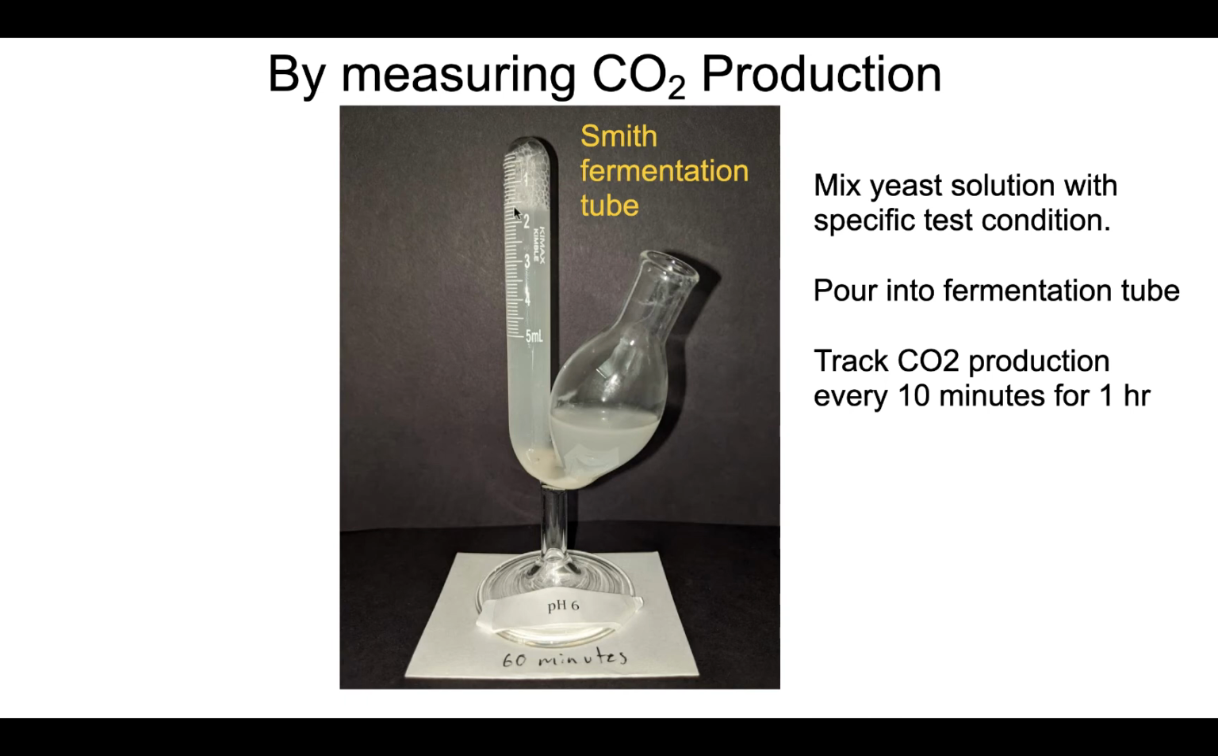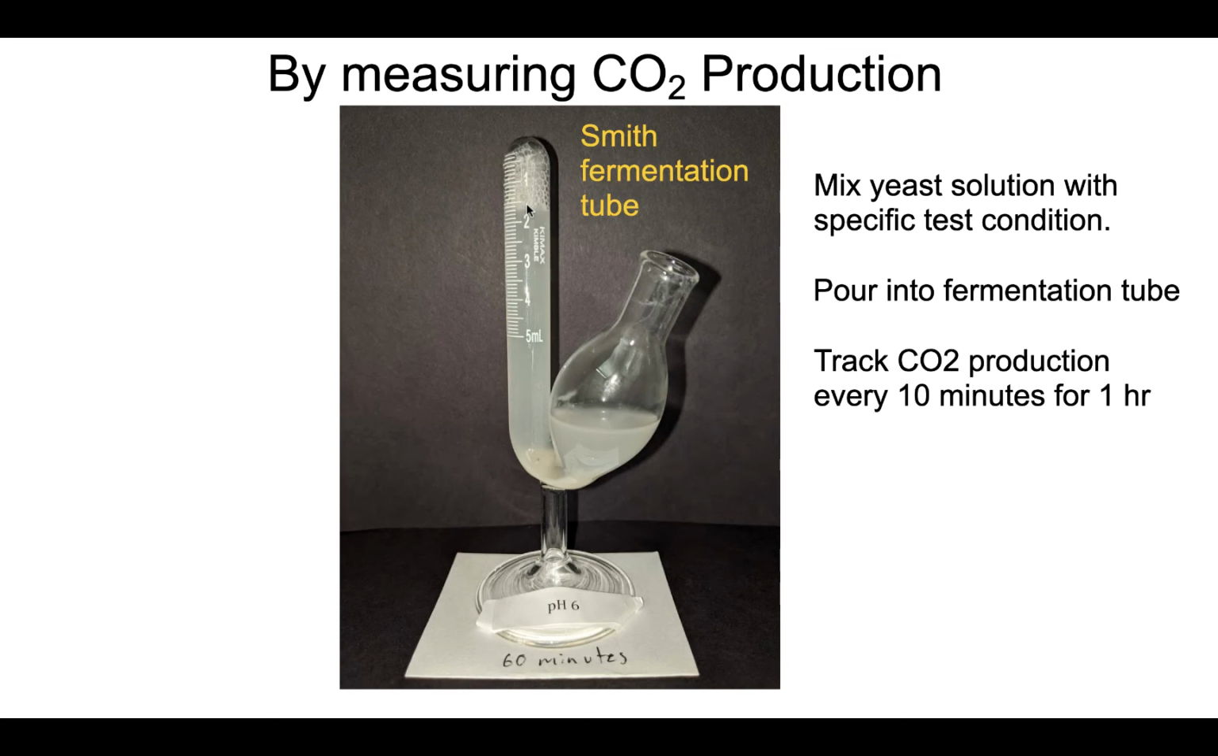You're going to mix that yeast with those specific conditions, and then you're going to pour that solution into this Smith fermentation tube. Then you tip it back so that all of this liquid goes all the way and fills this. And then every 10 minutes for an hour, you'll come in and see the volume of the air bubbles that accumulate up here. That is CO2 that's been given off from the yeast in solution. And we're going to measure that in milliliters.